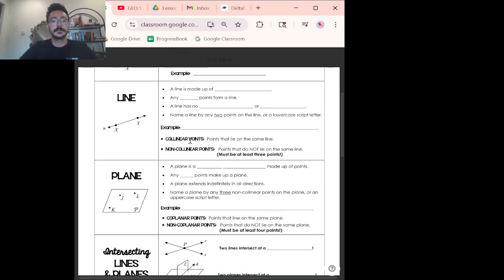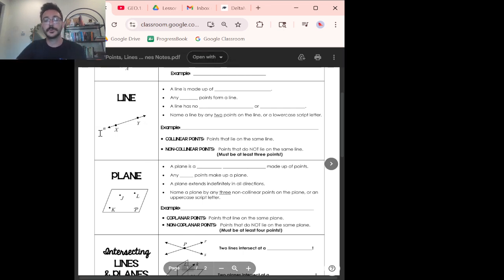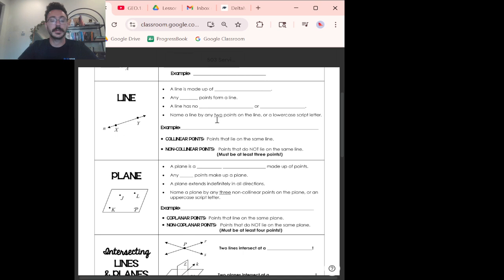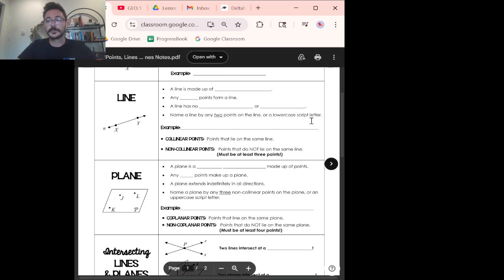A line is basically if you connect an infinite amount of points together, and it goes on infinitely, like we just said. So note the arrows on both ends. That means it keeps going, it keeps going. The naming convention: any 2 points, so I could say that's line XY, and I could put the little line with the arrow on both sides over top of it, or a lowercase script letter.